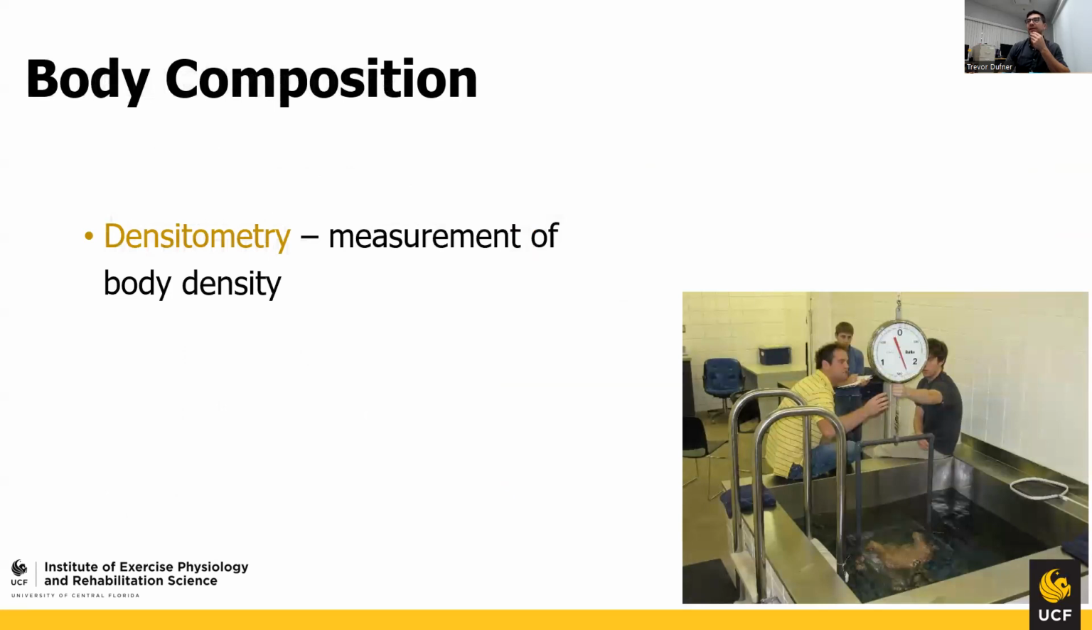Next one, densitometry. You see here, this is underwater weighing or hydrostatic weighing. Essentially, this is a measurement of body density. You can use this to measure adiposity and muscle size over time. You could put someone in on day 1 and have them come back in again on day 40, and if their body is more dense, you can infer that there was a loss of fat tissue and a gain of muscle tissue. They're losing adiposity over time because they are becoming more dense.